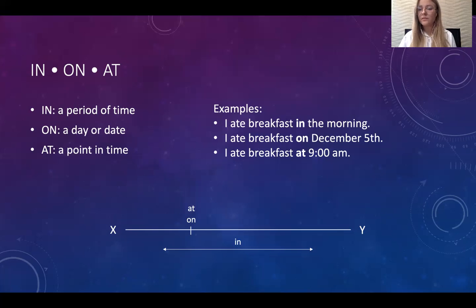Okay, so at the bottom of the screen here, you can see we've got a timeline with event X on the left side and event Y on the right side. So it might be helpful to see that in describes a period of time. So you can see at the bottom of the timeline there, in is happening over a span of time between events X and Y. You can also see that at and on are both happening in one specific period of time between events X and Y.